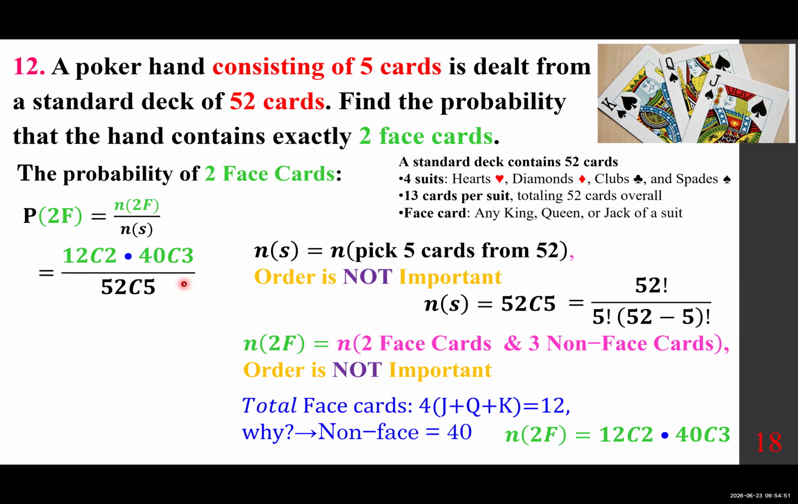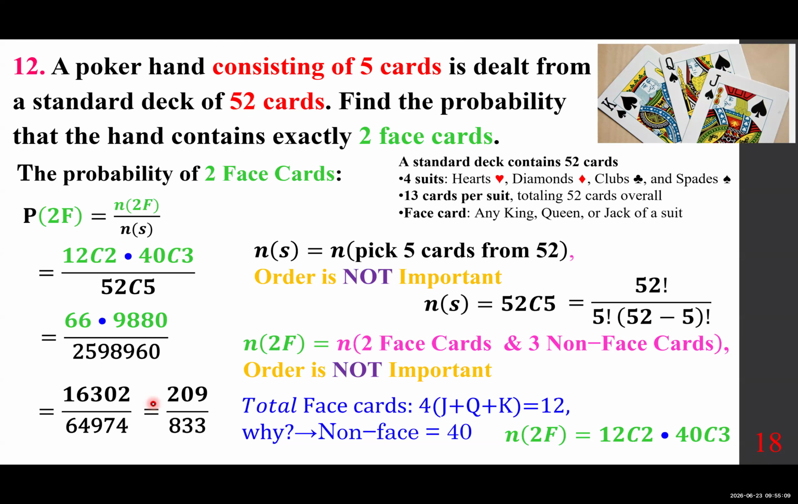This is telling your reader you know exactly what you're doing, and of course, putting it into a calculator and simplification is not that important. It's very straightforward. That would be the final answer. 209 over 833, simplified version. And if you have doubts, write it as a decimal with, I don't know, 10 digits, 12 digits, just to be on the safe side.